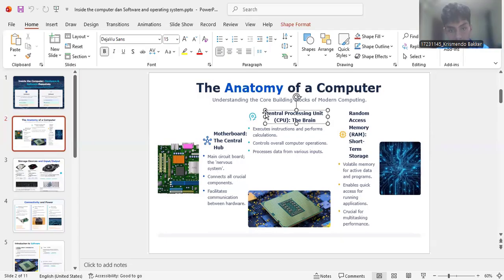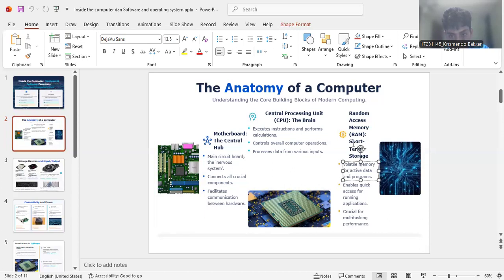And then the central processing unit or CPU. It is called the brain of the computer. The functions of the CPU: first, execute instructions and perform calculations; second, control overall computer operation; third, process data from various inputs.